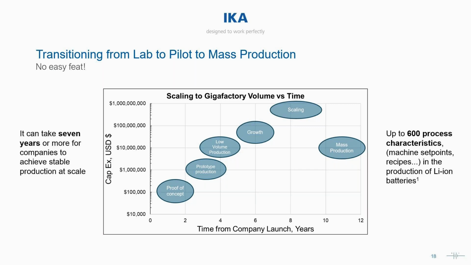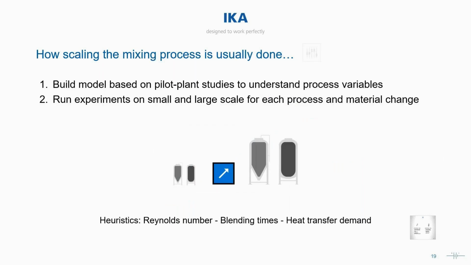So how do we make the scaling as easy as possible? There's a few heuristics we can follow for scaling the mixing process. There's typically 2 methods that you can use for this scaling. One is you can build a model based on your pilot plant studies to better understand your process variables. The pros and cons of that is that building a model requires quite a bit of time and effort up front. And even the best model is still not foolproof. And every time you make a process change, you will need to revisit and redo your model.